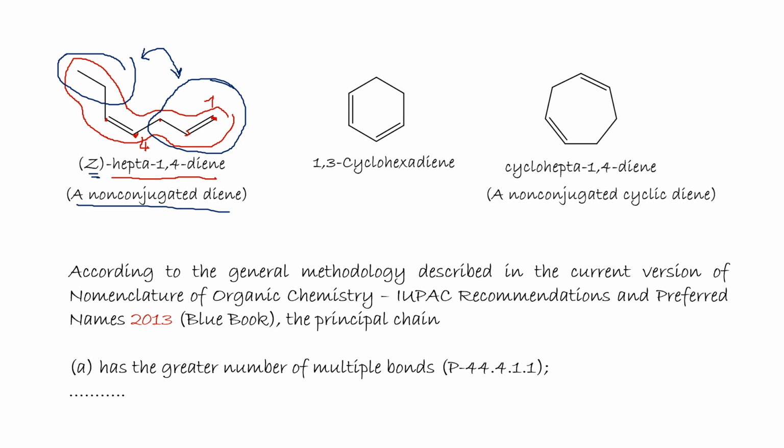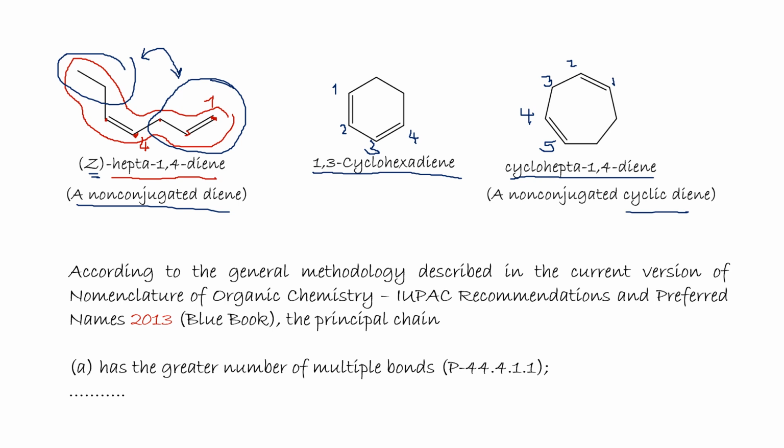This is 1,3-cyclopentadiene, or we can call this one cyclohexa-1,3-diene. Here is 1, 2, and 3. For this one it is cyclohepta-1,4-diene, if we number it 1, 2, 3, and 4. And again, this is a non-conjugated cyclic diene.